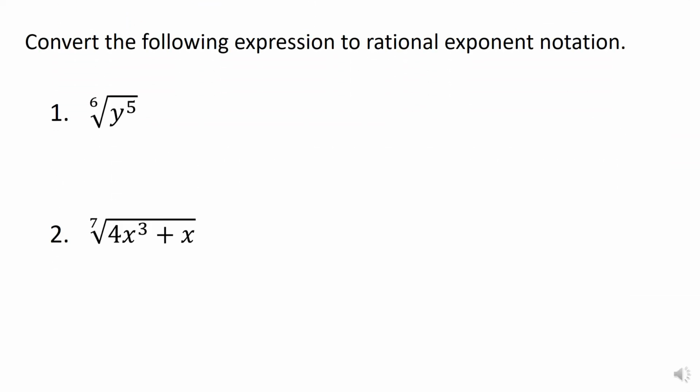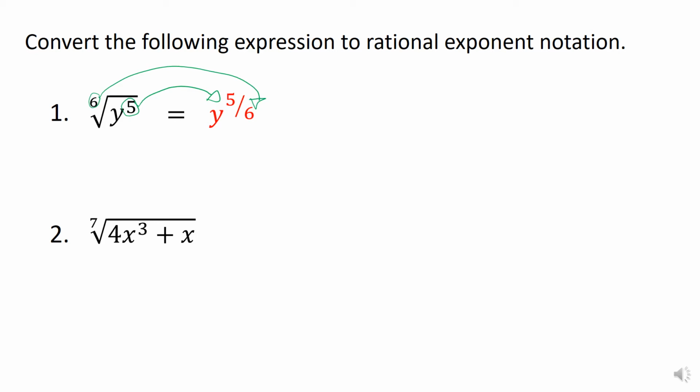We're going to convert the following expression to rational exponent notation. So consider the 6th root of y to the 5th. Notice that the answer is y to the 5 over 6. So the exponent inside becomes the numerator, and the index on the root becomes the denominator.